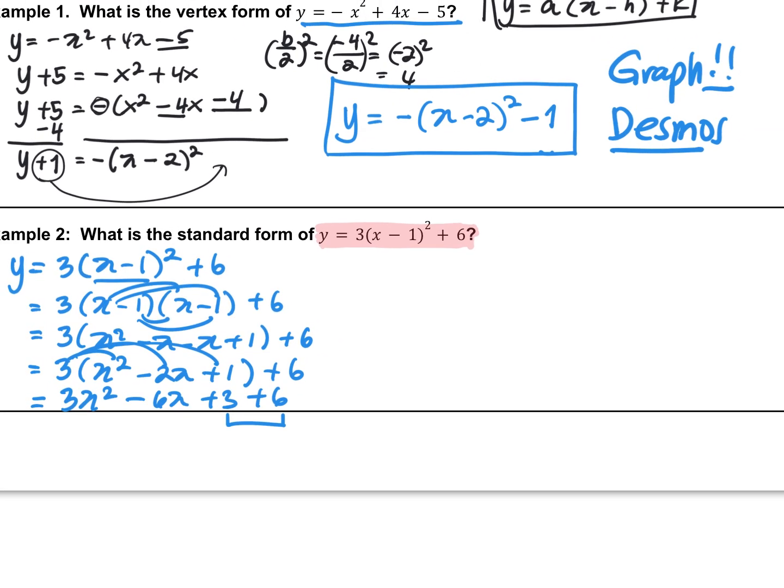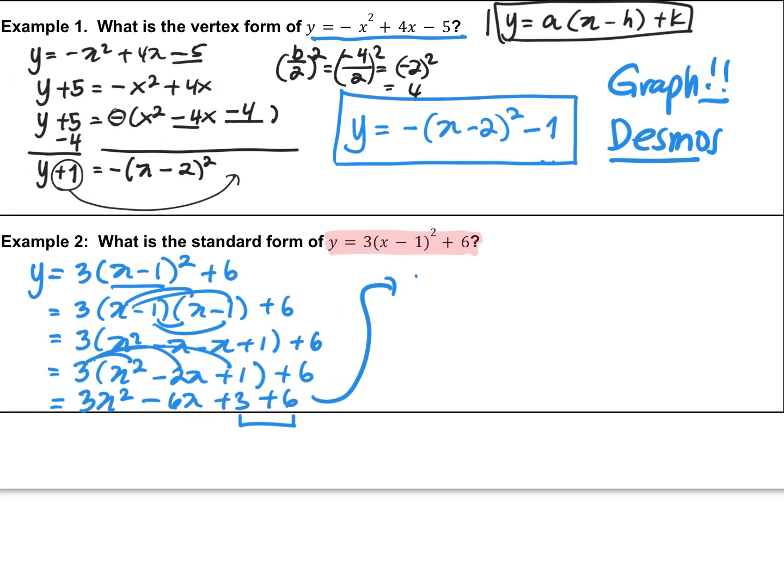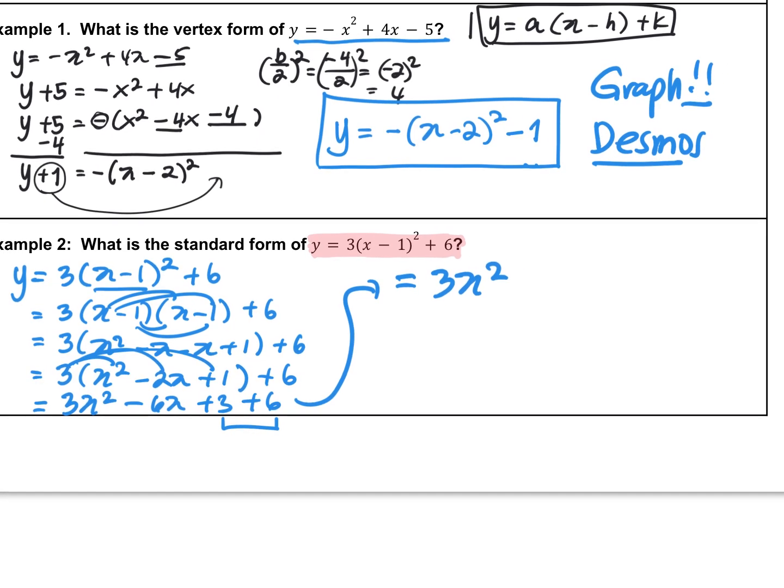Okay, so continuing on this side, we're now going to have 3x squared minus 6x. 3 plus 6 is going to give you plus 9. So your final answer here, if you're going to be writing it in its standard form, is going to be y is equal to 3x squared minus 6x plus 9.